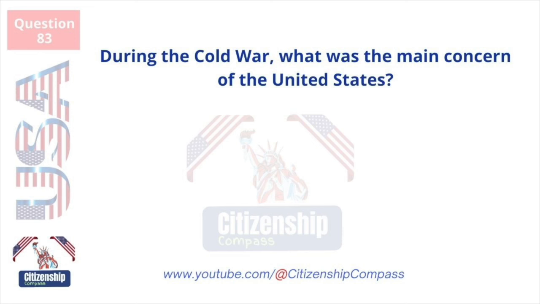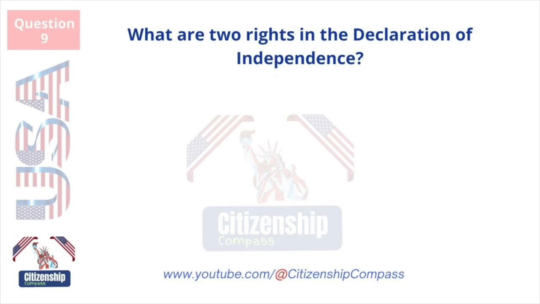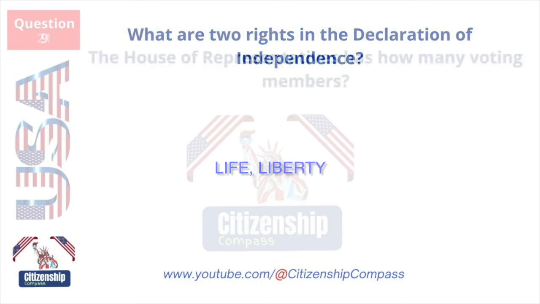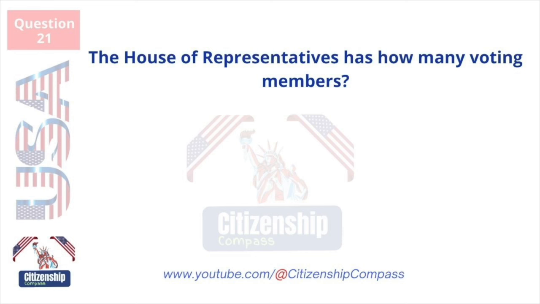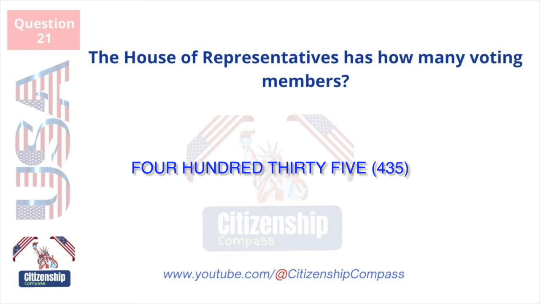During the Cold War, what was the main concern of the United States? Communism. What are two rights in the Declaration of Independence? Life, liberty. The House of Representatives has how many voting members? 435.